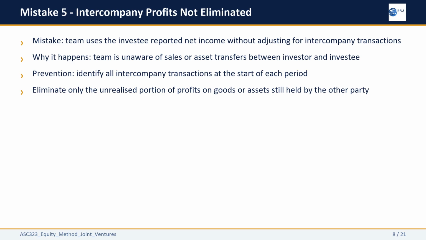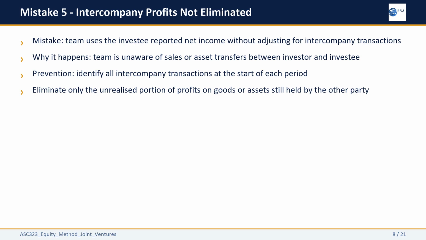The fifth mistake is using the investee reported net income without eliminating unrealized intercompany profits. When the investor sells goods to the investee, or the investee sells to the investor, and those goods or assets have not yet been consumed or sold to a third party, there is an unrealized profit sitting inside the investee balance sheet. You cannot pick up your share of a profit that has not yet been earned from the perspective of the combined economic entity.